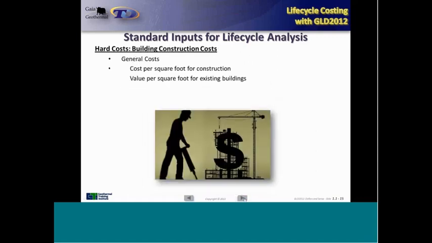Another hard cost is our building construction costs. If this is a new building, maybe cost per square foot for construction, maybe it's $160 per square foot. We want to know what that is because if we're factoring in the size of the mechanical room, we need to know how much it costs to build a mechanical room. And then if it's an existing building, it's useful to know the value per square foot for existing buildings because of the lease value, et cetera, of that space that's occupied by different mechanical systems.